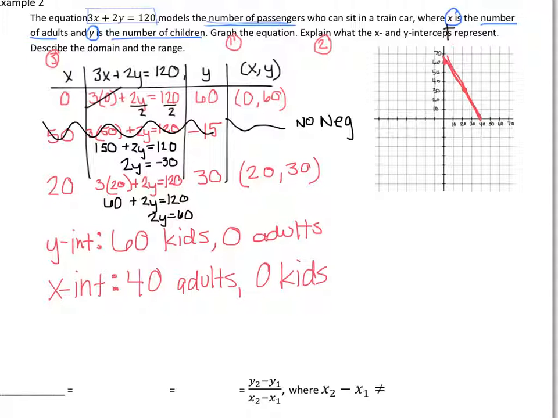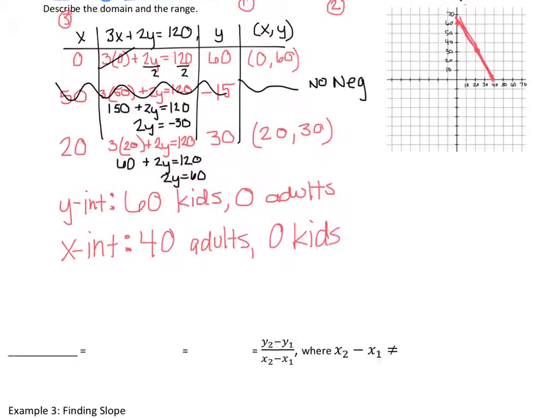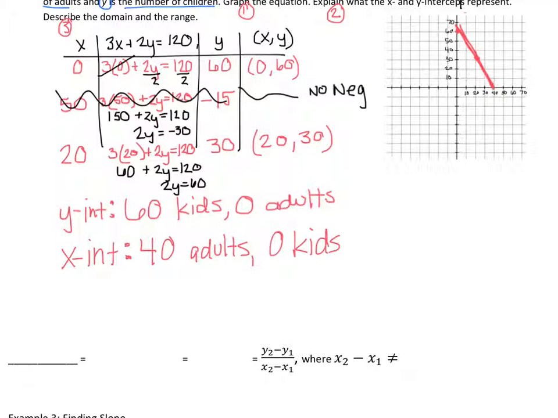Now, what we just did told us about the domain and the range. Domain, I'm just going to put D. For the domain, we're talking about x, which is what? Adults or kids? X is adults. Do we have any negative adults? No, so we have positive numbers.